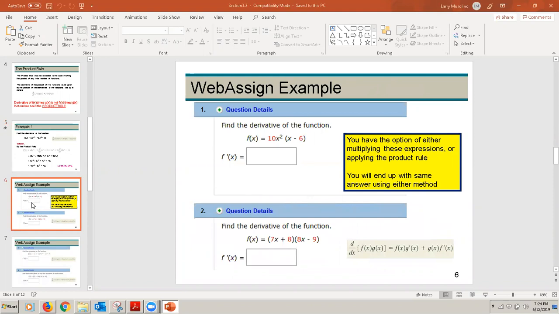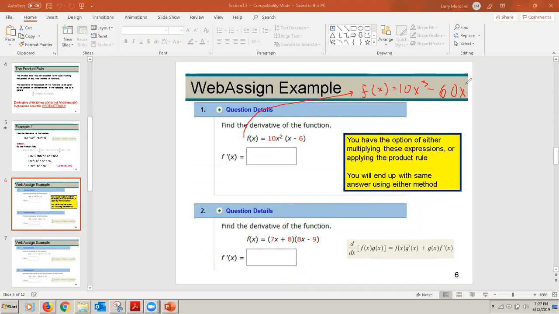Now, let me mention one item to you: when it's not too tedious to actually do the multiplication first before taking the derivative, you can do that. So let's look at number 1. If we wanted to, what I'm going to do for this first one is, before taking the derivative, let me actually just multiply the 10x squared through the parenthesis. So that would give me 10x to the third minus 60x squared.